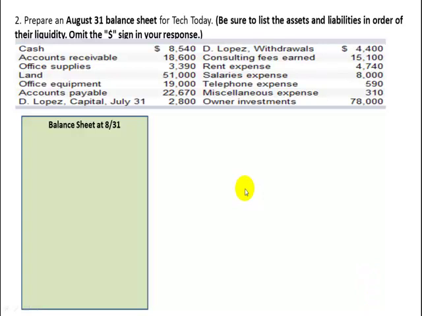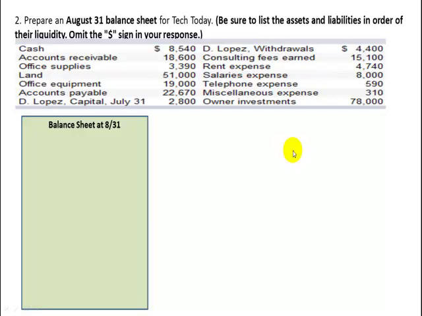They want you to prepare an August 31st balance sheet for Tech Today. Be sure to list assets and liabilities in order of their liquidity. And that just means in order of how you could turn them into cash the quickest. So, omit dollar signs, and here we go. All this information is from this trial balance.